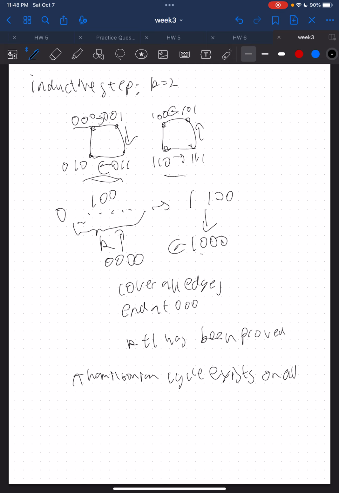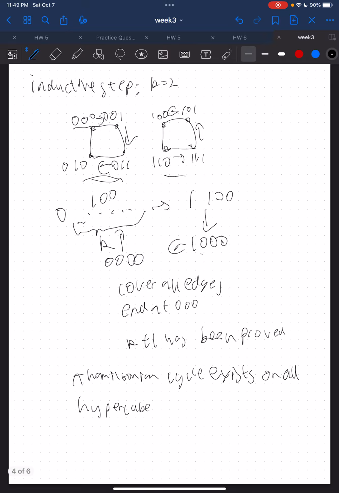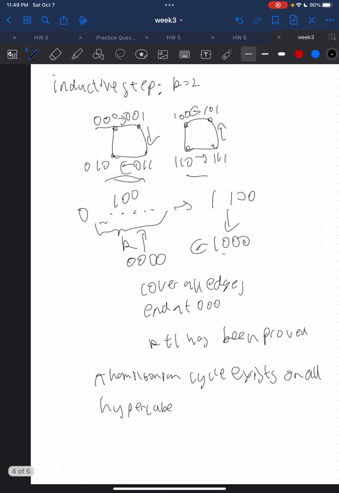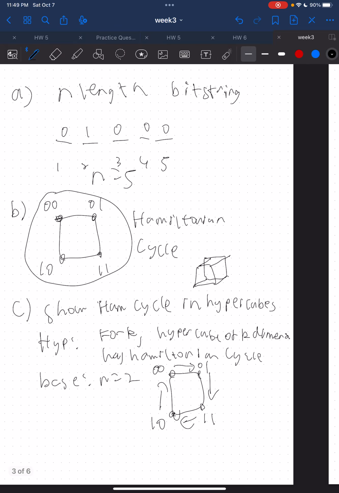And now we're done. Since we proved the property that Hamiltonian cycles exist on all hypercubes, we have that the original problem, which was framed in terms of hypercubes, is also proven. Okay.